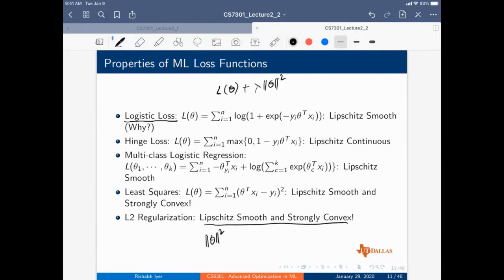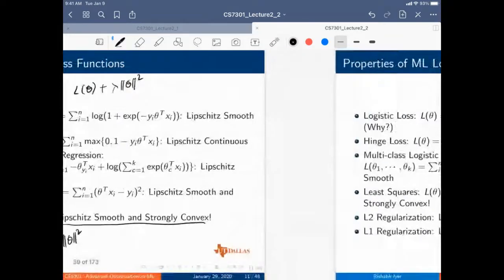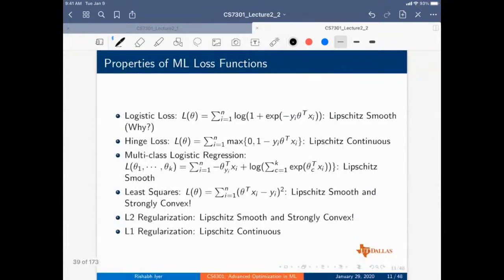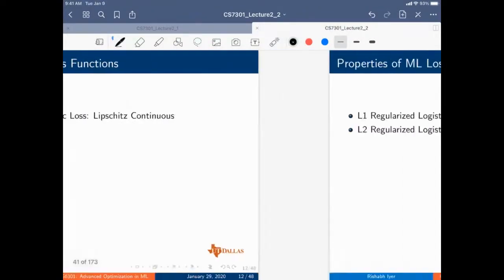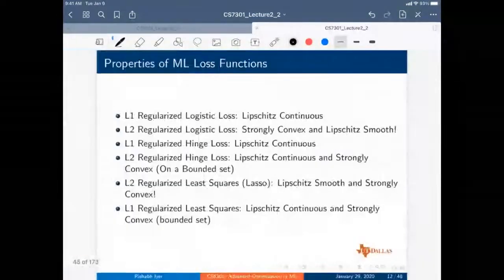But obviously, when you add it to another function, it is not necessarily going to be Lipschitz smooth anymore. Actually, we will come to this. So L1 regularization is Lipschitz continuous. Again, it's not going to be smooth. So maybe I'll just come through all the slides here very quickly.